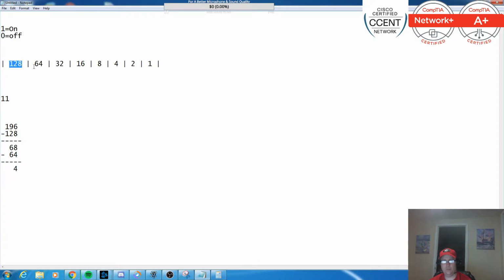So we're able to take 128 out of 196, and then we were able to take 64 out of 68. Can we take 32 out of the 4 that is left? No, we cannot. Can we take 16 out of the 4 that is left? We cannot. Can we take 8 out of the 4 that we have left? No, we cannot. Remember, if we can't, it is a 0. If we can, it is a 1.